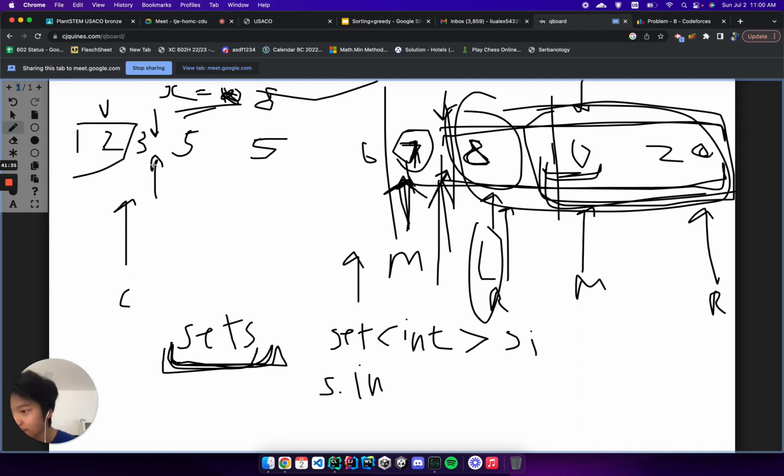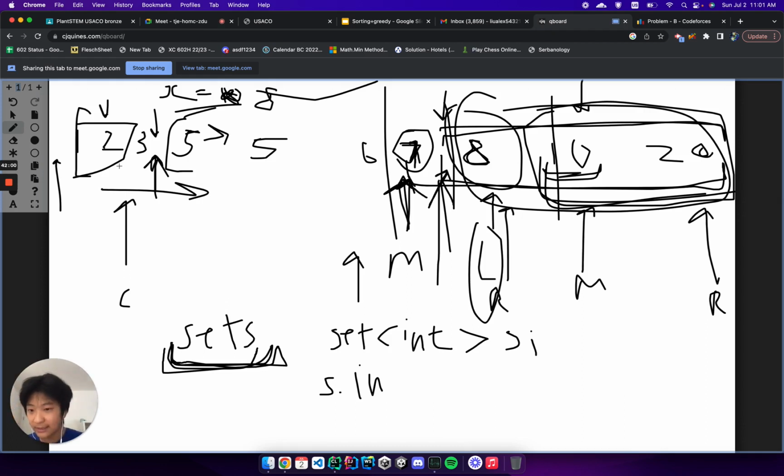Now the reason why vectors can't do this is because notice how to actually insert it here, we still have to move all of the values at the end back one spot, right? And if we just keep inserting at the front, that means all of our values are going to have to go backwards.